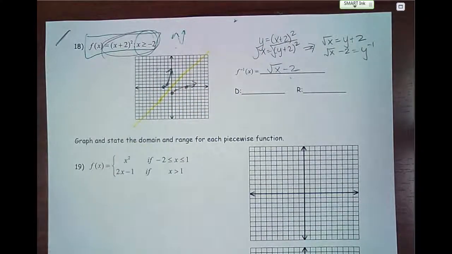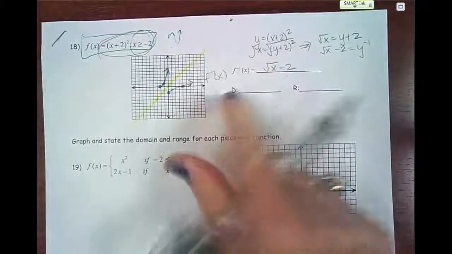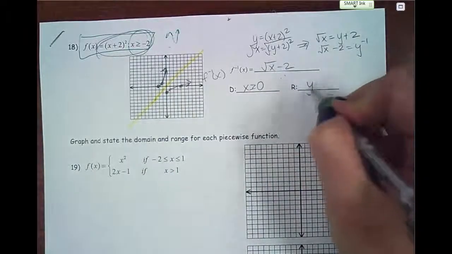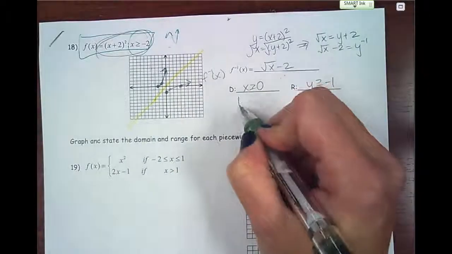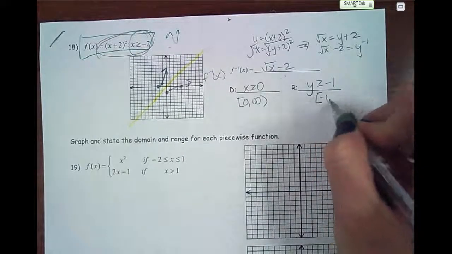Now I want the domain and range of the new function, which is the inverse function. The domain would be x has to be greater than or equal to 0, and the range, you'll notice, is greater than or equal to -1. Or 0 to infinity, -1 to infinity.